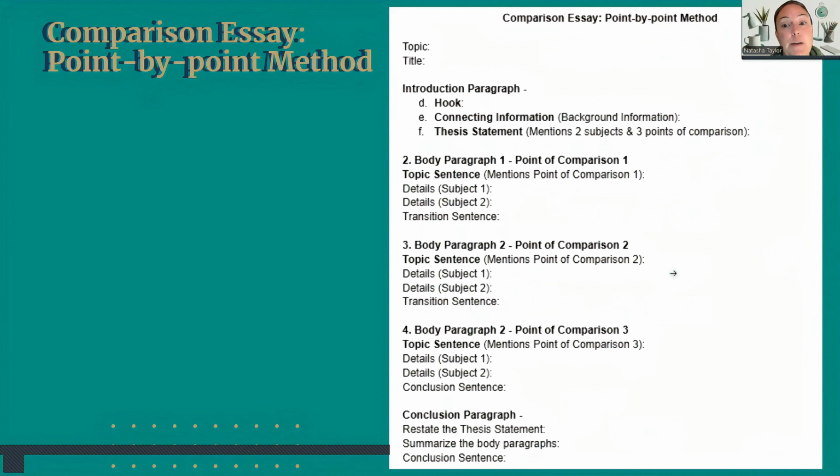Likewise, for body paragraph 2, you now talk about point of comparison 2 as the focus, and you discuss both subjects for point of comparison 2. And then in this case, for body paragraph 3, point of comparison 3 is the focus of this third body paragraph, and you're going to mention details on subject 1 and 2 for this type of structure of point-by-point method comparison essay.